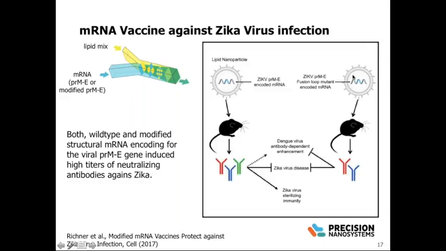And they tested both of these lipid nanoparticle vaccines in rodents, and they got a very good response in both cases, where they were able to prevent the Zika virus disease. And in the case of the modified RNA, they were also able to prevent the dengue virus antibody-dependent enhancement. And in the case of the wild type mRNA, they in fact achieved Zika virus sterilizing immunity.